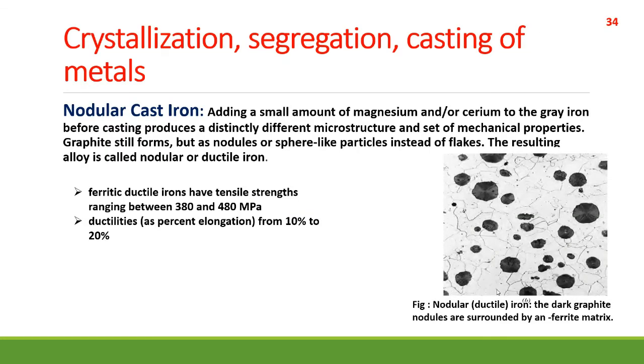So we are done with gray cast iron. So next I'm moving to the second type of cast iron, which is called nodular cast iron. Adding a small amount of magnesium or cerium to the gray iron before casting produces a distinctly different microstructure and set of mechanical properties. Graphite still forms, but in nodules or sphere-like particles instead of flakes.